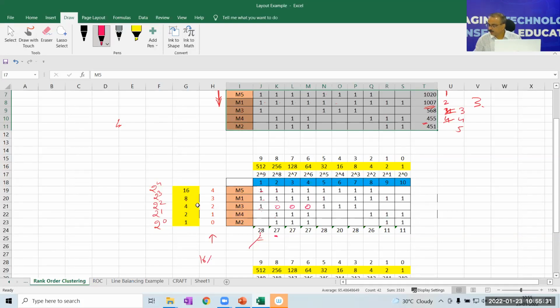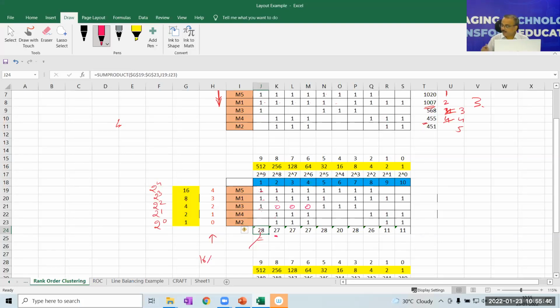So you have to do it, and you can do it using the sum product function. So in our previous session, we discussed the sum product function. So it's a sum product of these values with these values. So this sum product you have to do, and then again you have to rank it. So you will have to rank these values. Now you have to rank those.